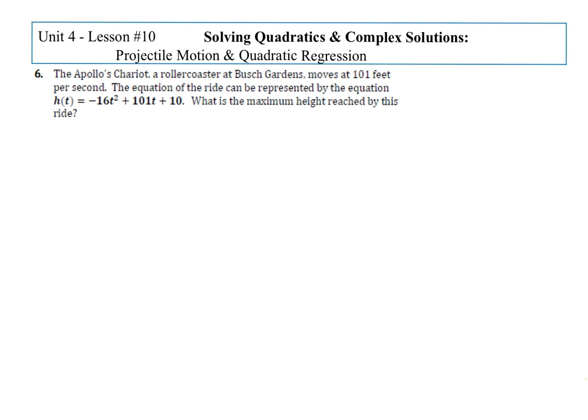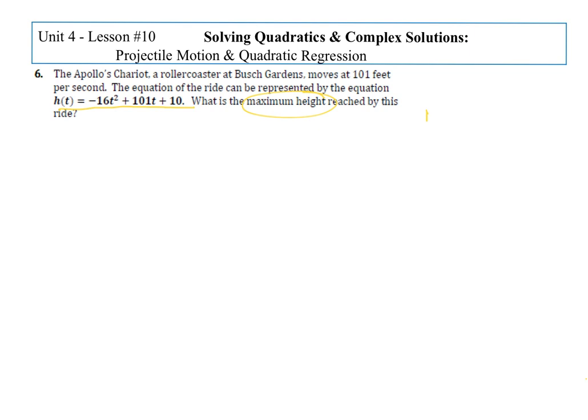On number 6, it says the Apollo's Chariot roller coaster at Busch Gardens moves at 101 feet per second. Oh, that's fast. The equation of the ride can be represented by the equation h of t is equal to negative 16t squared plus 101t plus 10. What is the maximum height reached by this ride? Okay, so we want to know its highest point.